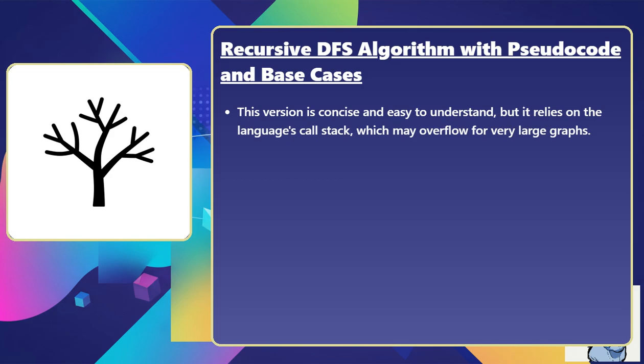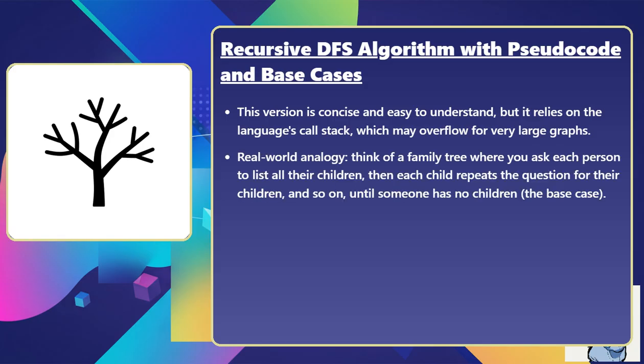This version is concise and easy to understand, but it relies on the language's call stack, which may overflow for very large graphs. Real-world analogy: think of a family tree where you ask each person to list all their children, then each child repeats the question for their children, and so on until someone has no children, the base case.